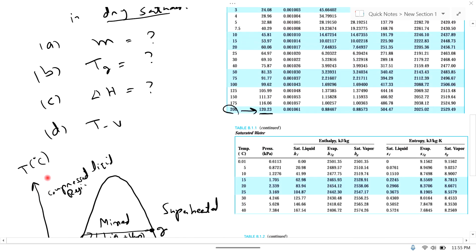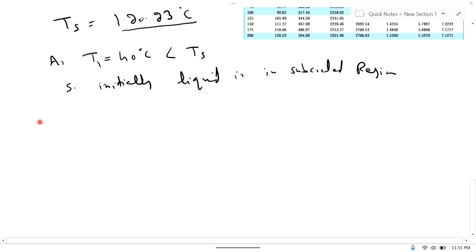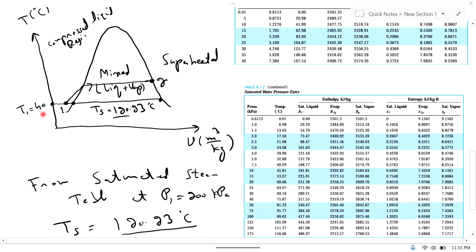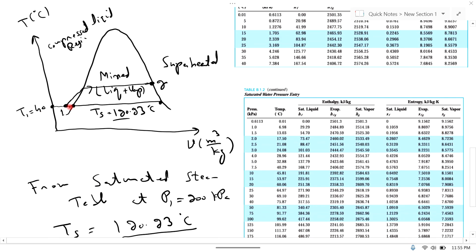So this is the T-v diagram, the answer of part D. Now first we find mass. Initially the steam is in the subcooled region, but I explain here a point. At this point and at this point, volume is almost constant, because here it is completely liquid and here the liquid is just about to boil.